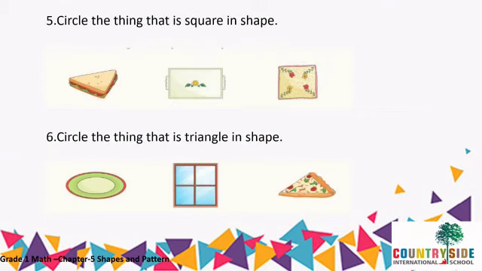The fifth question is circle the thing that is square in shape. So kids, here the handkerchief is square in shape. So let's circle this one. The sixth question is circle the thing that is triangle in shape. So kids, here the pizza slice is there, it is triangle in shape. So let's circle this one.